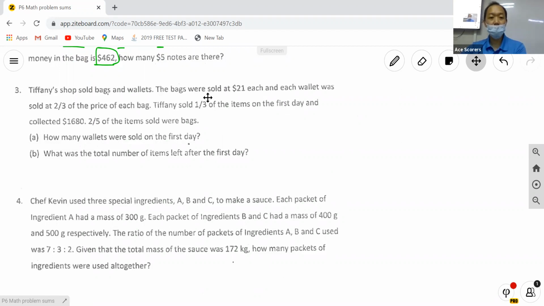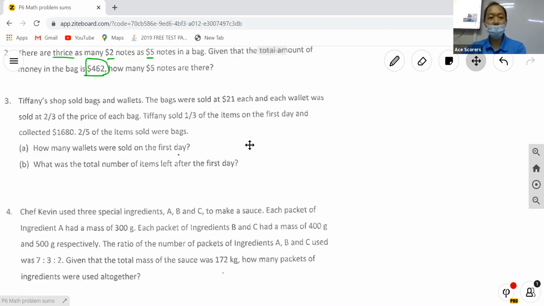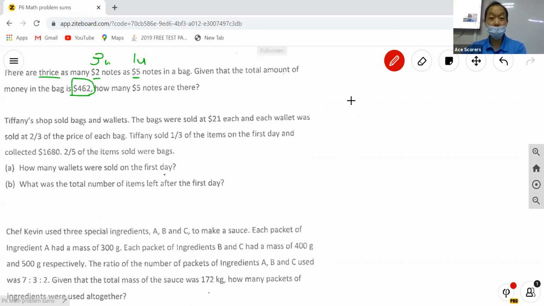All right. So we have two things, right? Bags and wallets. So that's right here. The bags were $21. So bags. Let's try the bags.